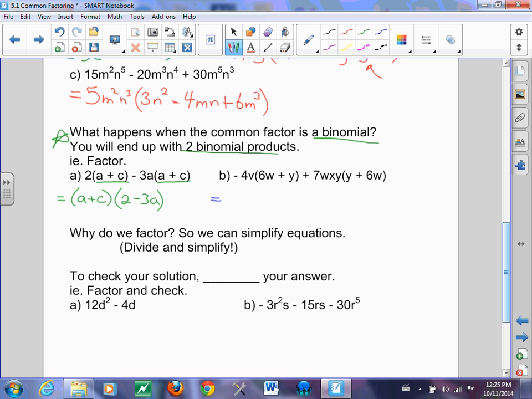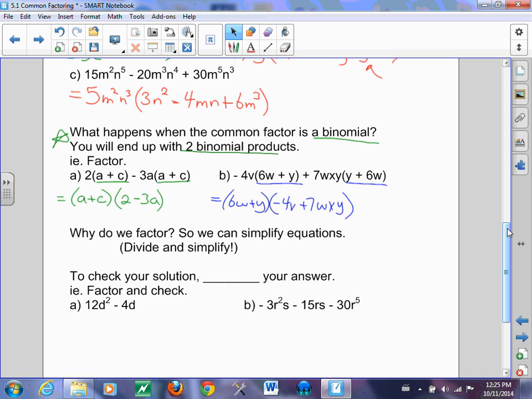Taking a look at the next one, try not to have this as a trick, but when it says 6w plus y, it's the same as y plus 6w, it's the same as a plus b equals b plus a. As long as the signs are the same, you're good. So I'm going to go 6w plus y. It doesn't matter if you did the other one, that's fine. Okay, but the leftovers are what are currently multiplied by it, so it's going to be negative 4v plus 7wxy. Okay, notice 2 binomials as a product.